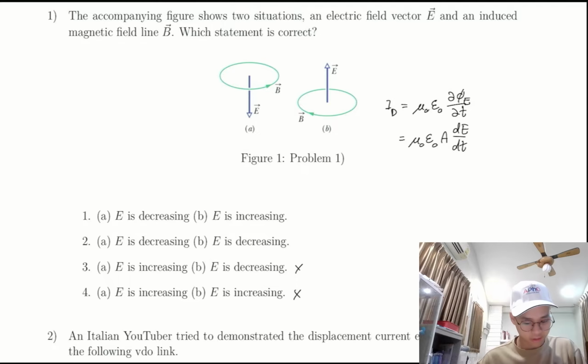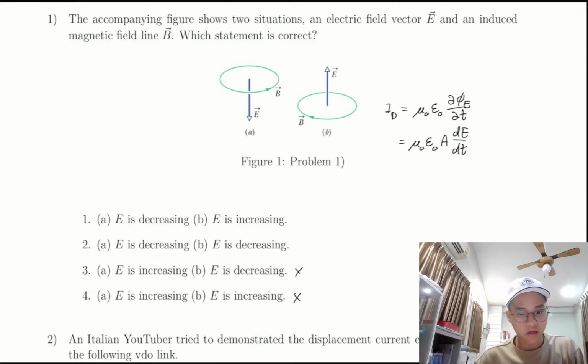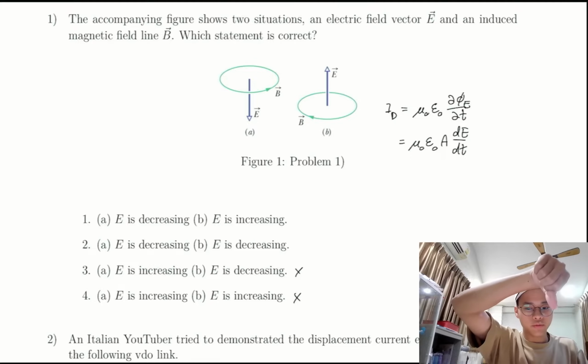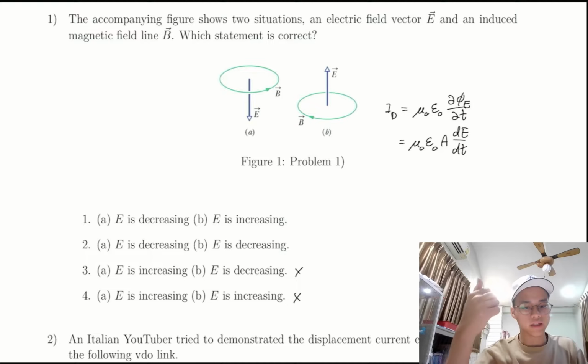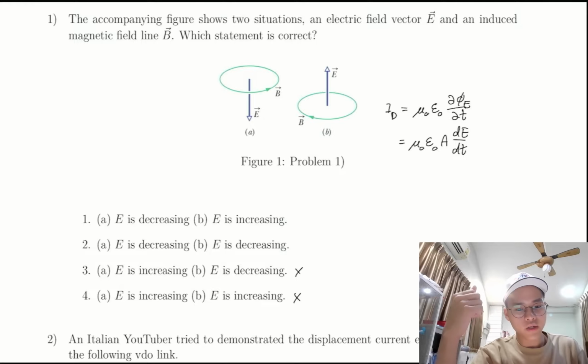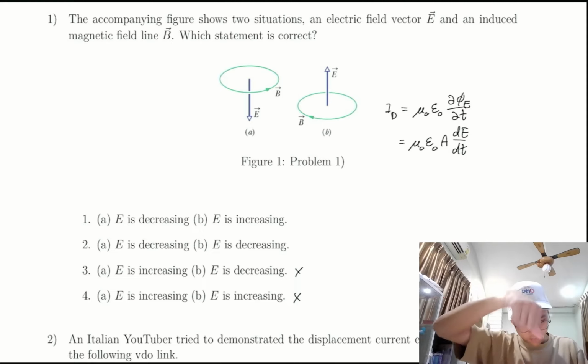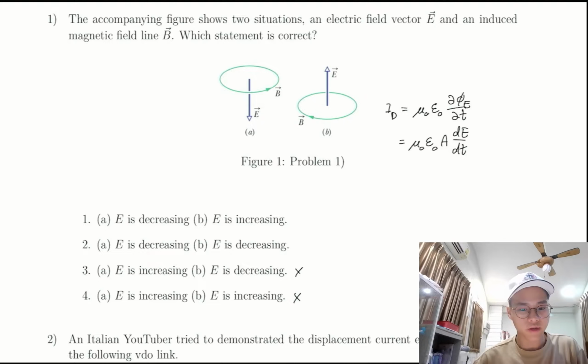So let's look at figure B. Again, with the right hand rule, we see that dE by dt must go like this, right? But since the figure shows that the original direction of electric field goes like this, the magnitude of electric field must be negative or decreasing. So dE by dt will go this direction, right? So the electric field in figure B must be decreasing also. So the final answer is number 2, of course.